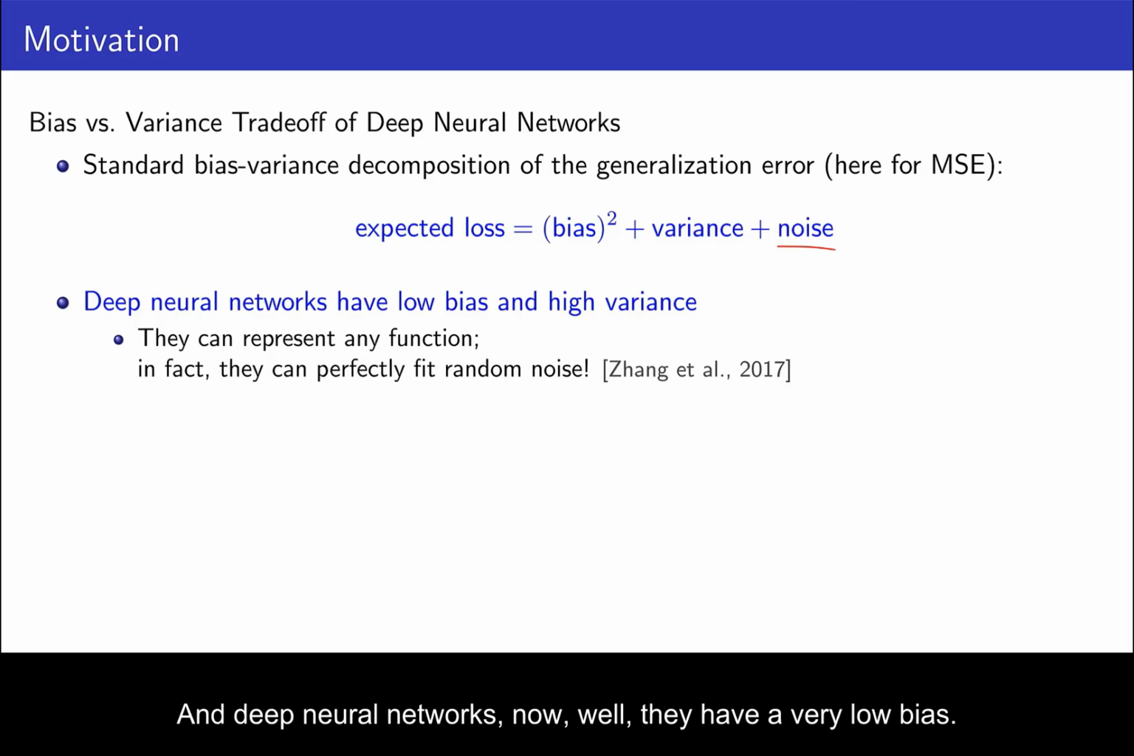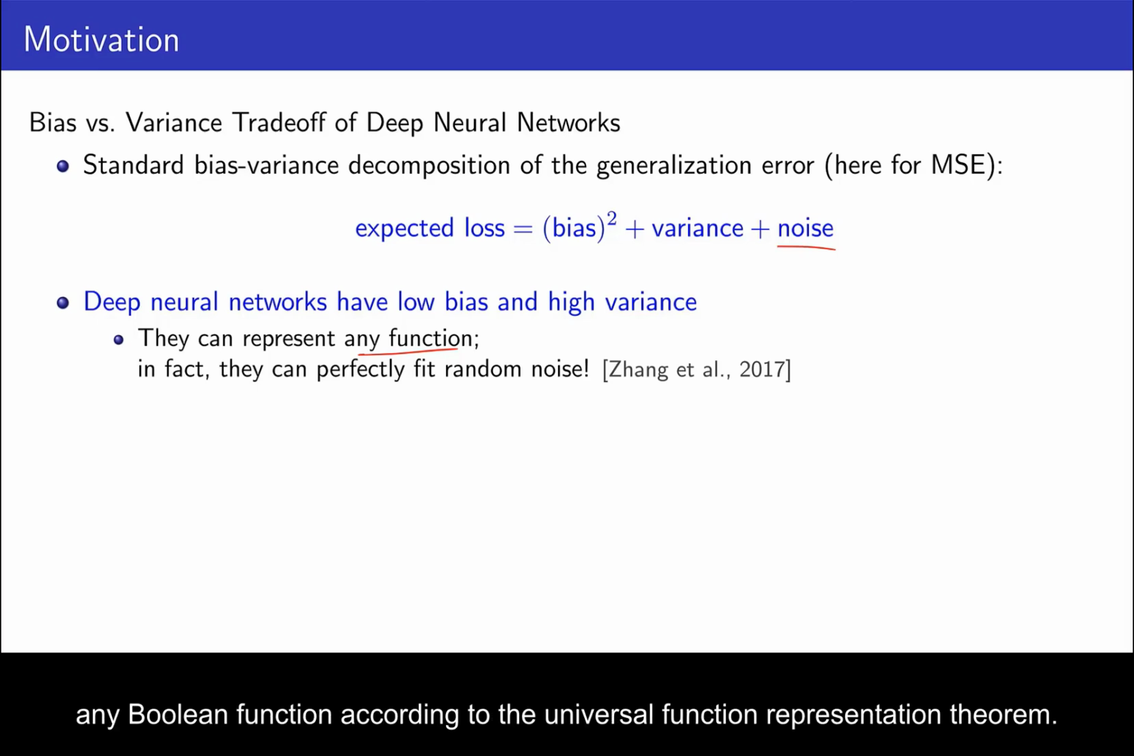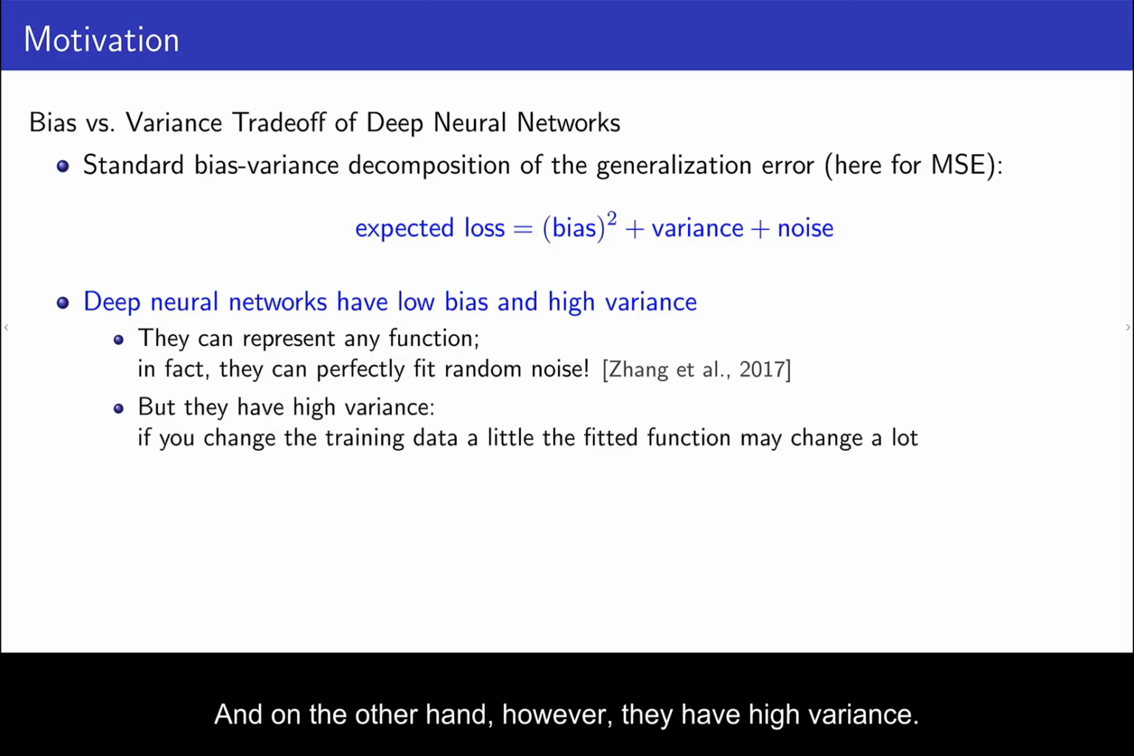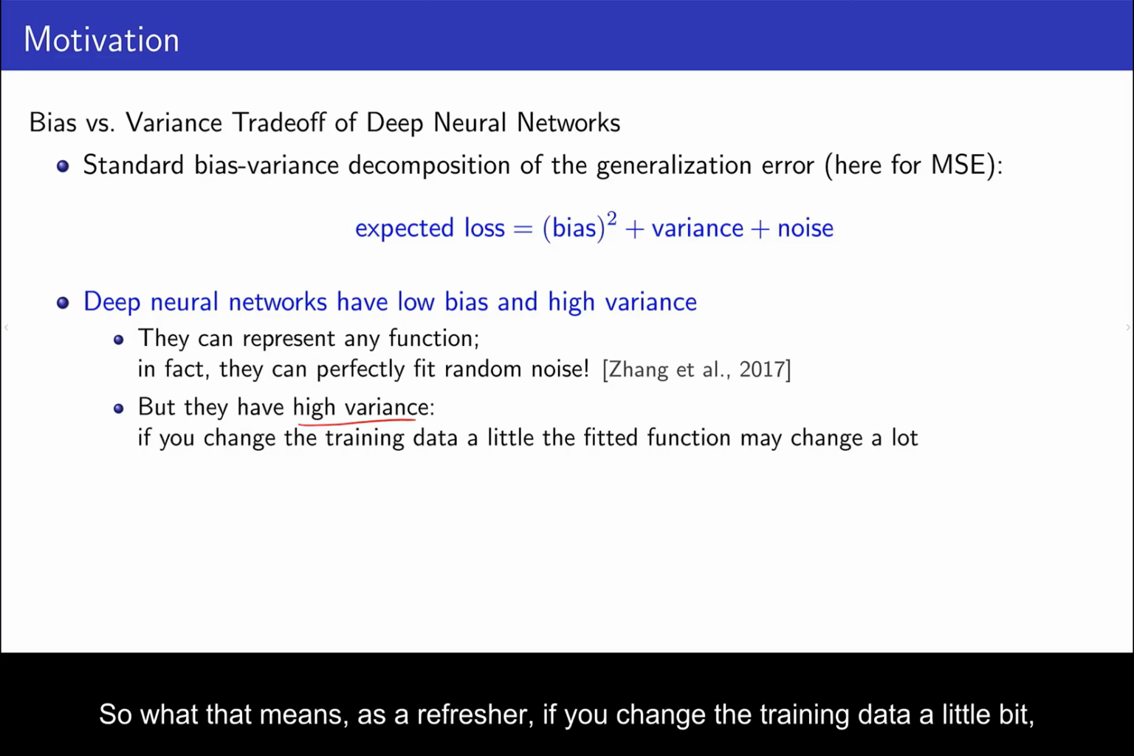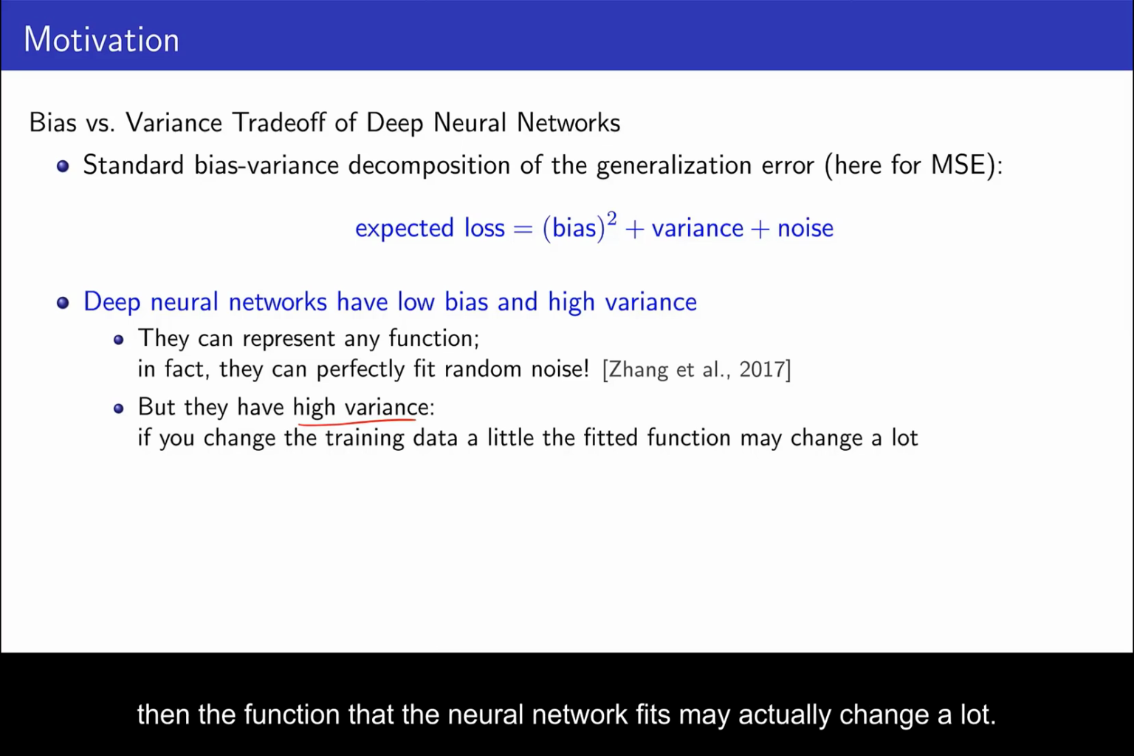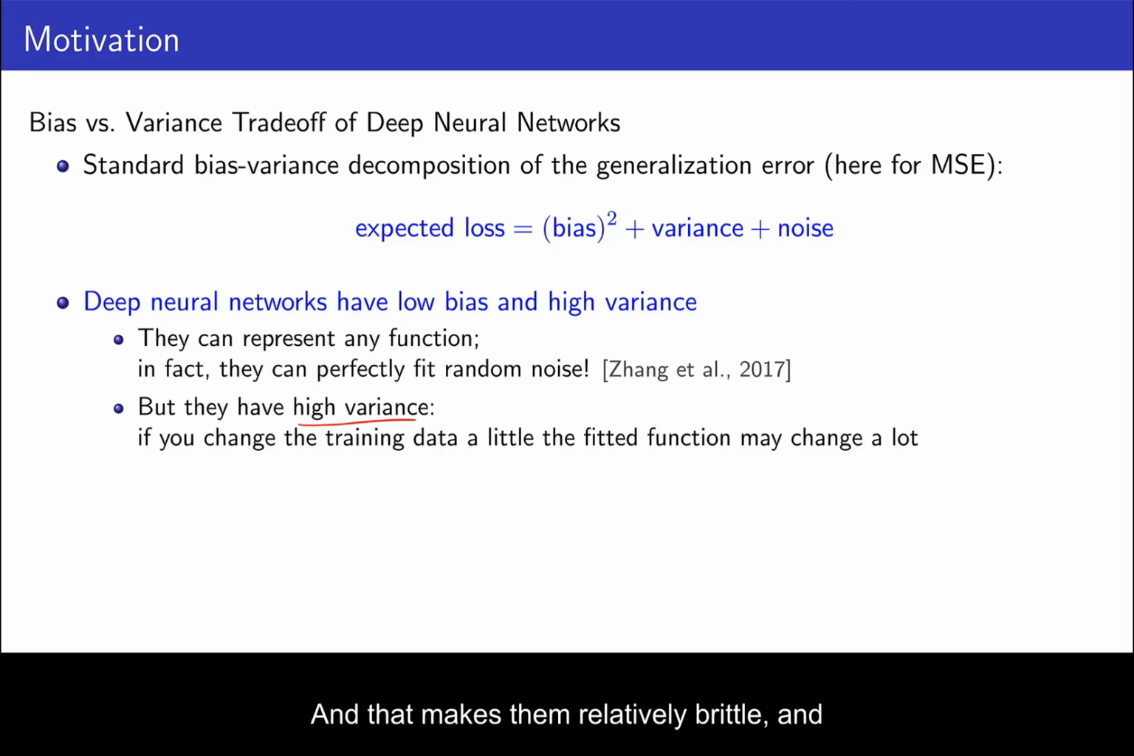Deep neural networks have a very low bias and they have high variance. In fact, they can represent any function. They can even perfectly fit random noise. So if you make them large enough, in the limit, the bias will go towards zero because they can really fit any function, any Boolean function, according to the universal function representation theorem. On the other hand, however, they have high variance. What that means, as a refresher, is that if you change the training data a little bit, then the function that the neural network fits may actually change a lot. That makes them relatively brittle, and that's why this variance goes into this expected loss term here.